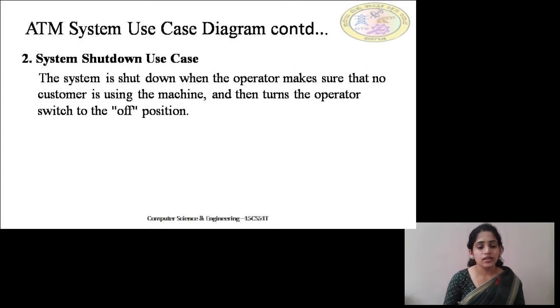Second use case, system shutdown use case. The system is shut down when the operator makes sure that no customer is using the machine. Before shutting down, the system will make sure that no customer is there and no transaction is about to happen, and the operator turns the switch to the off position. When there is no customer, it will turn off the operator switch.